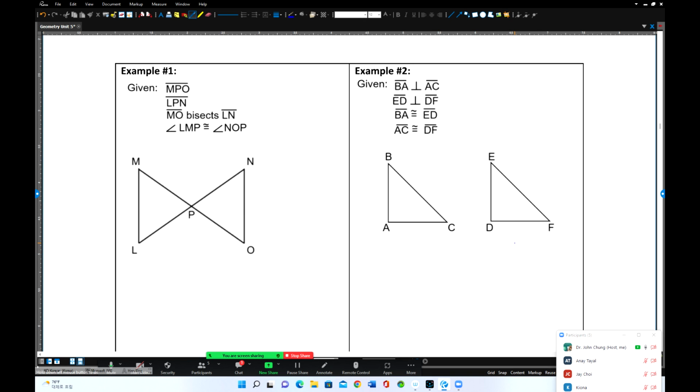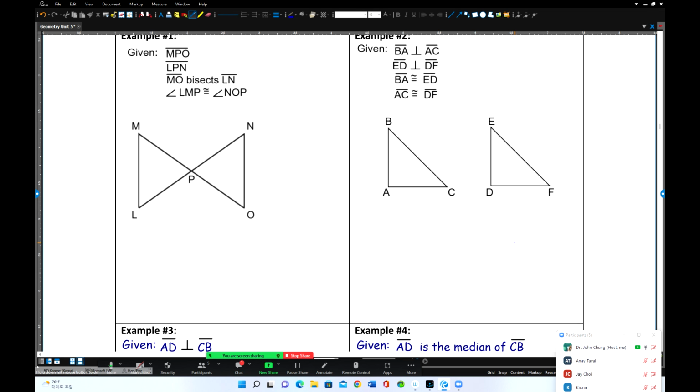Okay. Example 1. This is one of the triangle proofs. I'm going to do number 1. So there's a two-column proof there. Statements, reasons. The first thing we have to do is write all the givens. MPO is straight. This is the MPO straight.